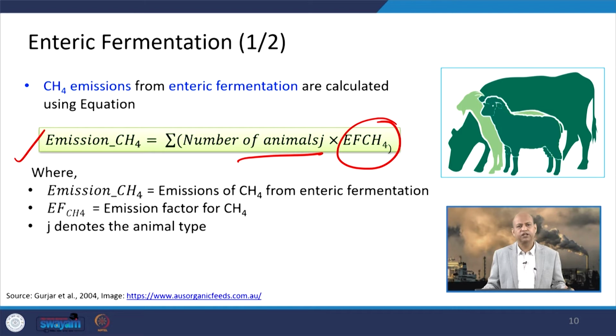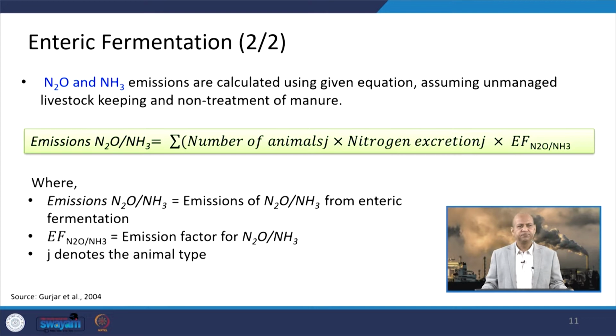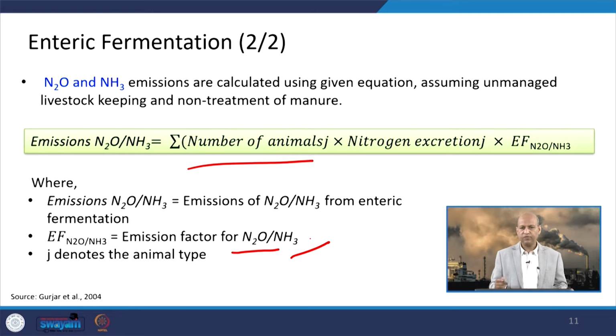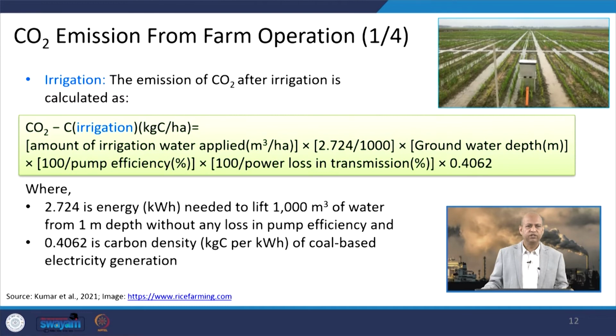When we talk about ammonia or nitrous oxide emissions, again the number of animals plays a role, because for each animal we have an emission factor for N2O or ammonia. So, that emission factor will be there, and then we can multiply it with the number of animals, and this J is the type of animal. So, for each type of animal we have to calculate, then combine to get the total amount of N2O or ammonia emissions.